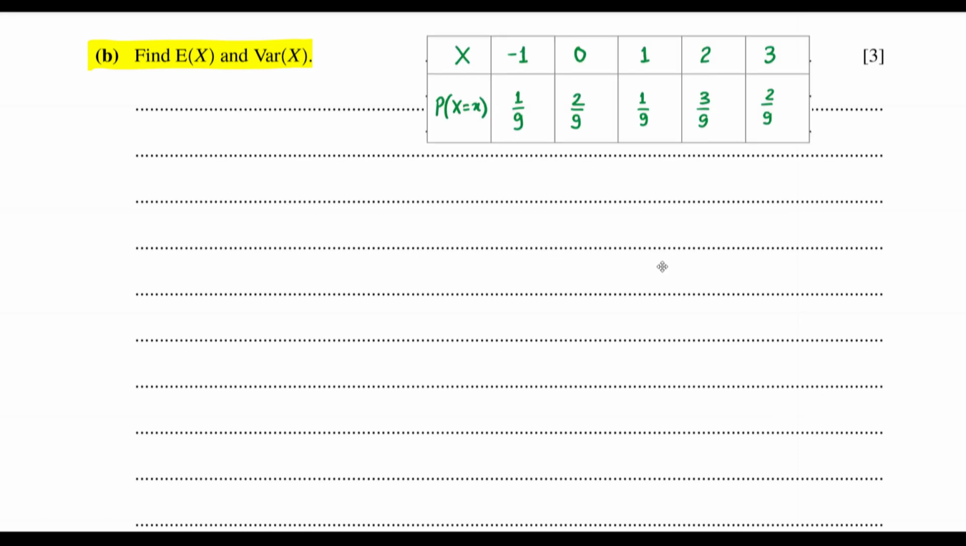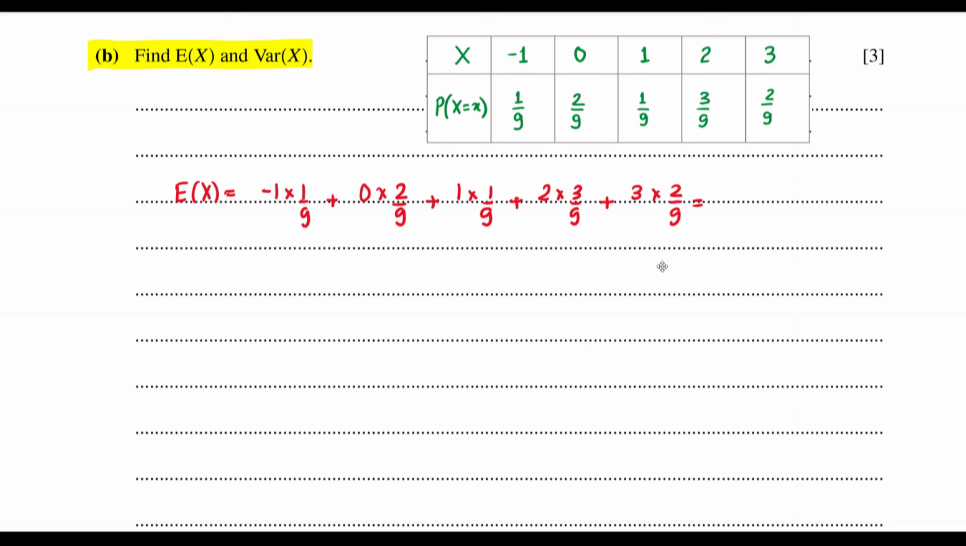Here's the B part. Find expectation of X and variance of X. And for this we need that distribution table. So for expectation, we know it is -1 into its corresponding probability plus 0 into its corresponding probability plus 1 into its corresponding probability plus 2 into its corresponding probability plus lastly 3 into its corresponding probability.